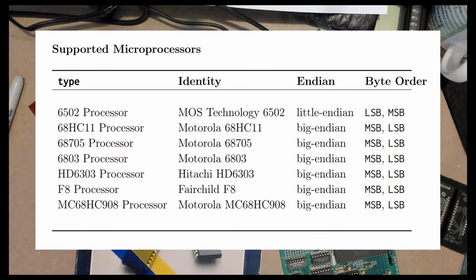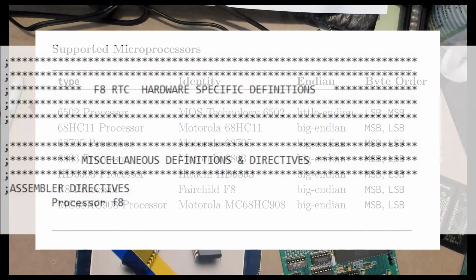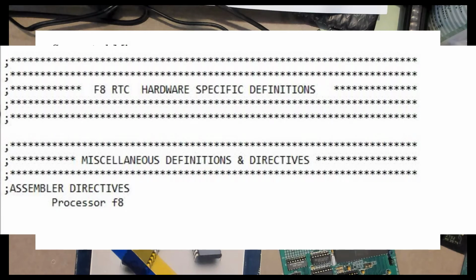Since DASM does several processors, you need to indicate the target platform, and that's done with the processor directive in your source code file. So not on the command line, it's not a switch, it's actually in your source code file. So at the beginning of your source code, you need to have this processor directive. You need to say processor F8. And this is a directive or a pseudo opcode, so it has to be tabbed in, or there has to be a little bit of white space before the processor.